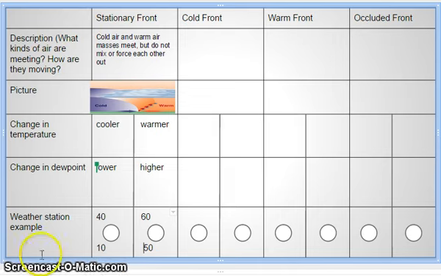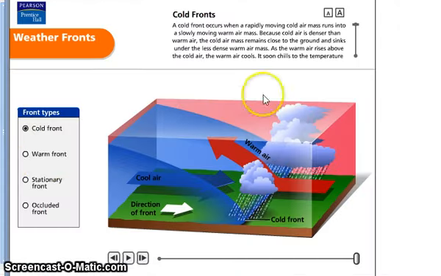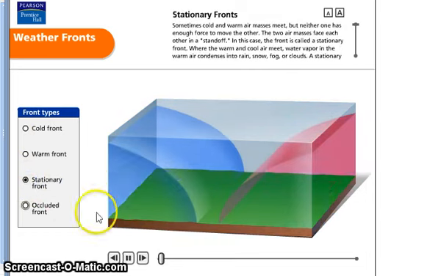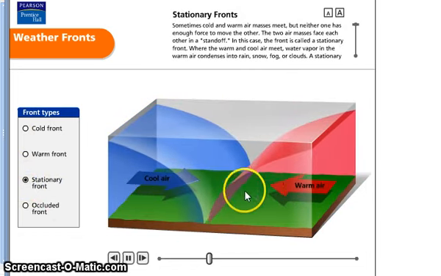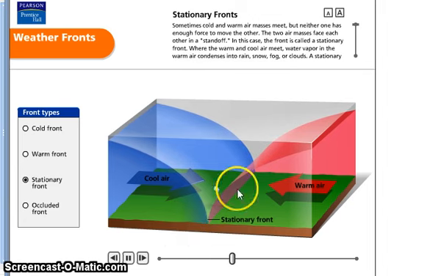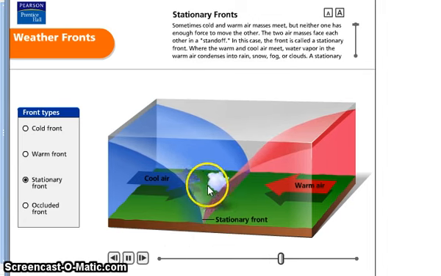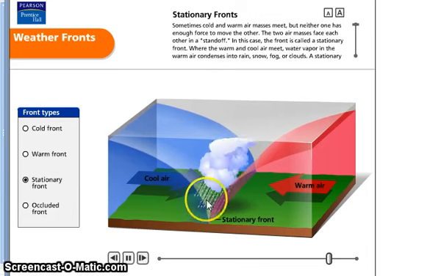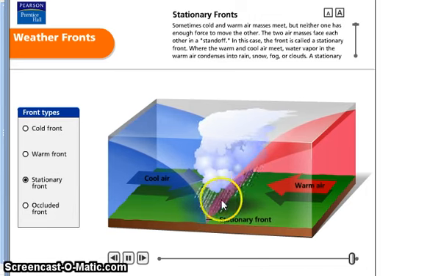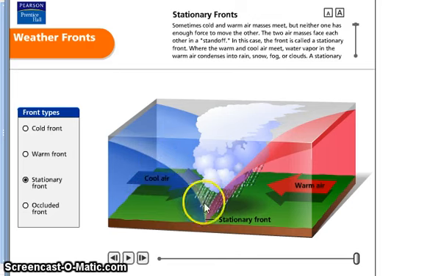Oh wait, I forgot to show you the animation. This is so cool. So here's actually what happens in a stationary front. Watch, the cool air moves in, the warm air also moves in, and because they're kind of the same sort of force, where they meet, you're going to start to have some small clouds forming. Eventually there could be some precipitation along that front line where the two of them meet, but as you can see, neither of them move each other out. That's why they're called stationary.